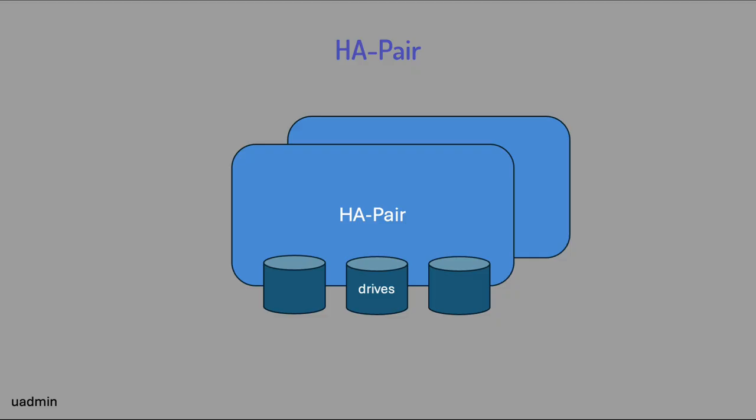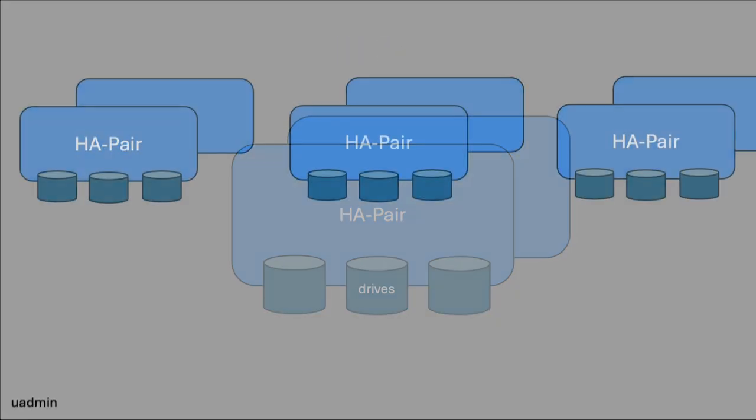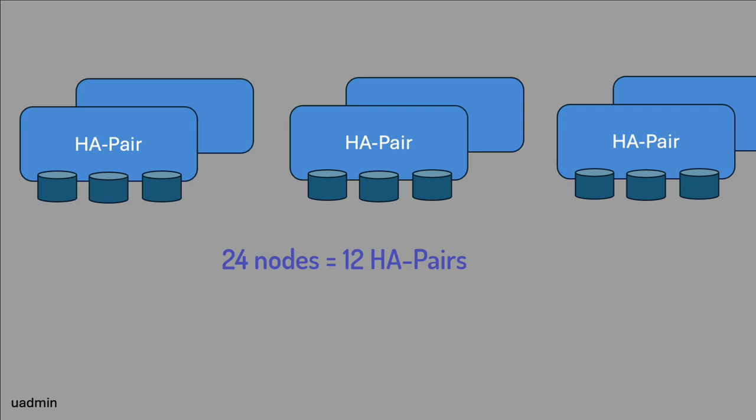Currently, the absolute maximum number of nodes in a single cluster is 24, or in other words, 12 HA pairs. This means that next to a single node cluster, you can have up to 12 HA pairs. So this is always an even number of nodes. So 2, 4, 6, 8, etc. So it's either a single node or a collection of HA pairs.